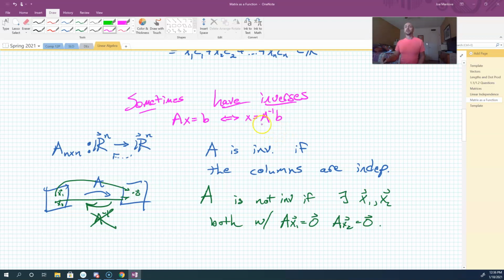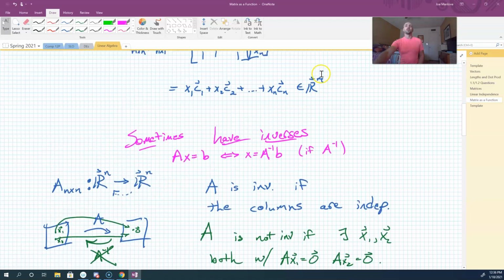That assumes that A inverse exists, if that's even a reasonable idea. So my claim for right now is that you're going to need to have two things satisfied for that to work. One, it's going to have to be square, and two, the columns are going to have to be independent. If the columns aren't independent, then it won't be invertible. One way we could see that is, if the columns are dependent, then we're going to look for a couple vectors that map to 0. One of those is going to be the 0 vector, right?